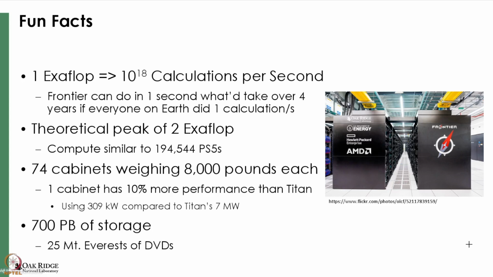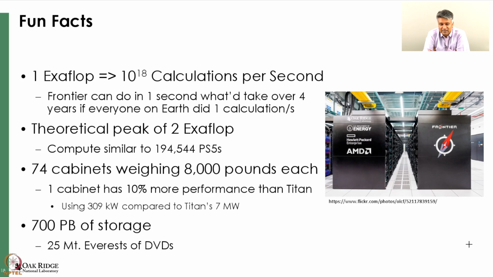A few facts about this machine. We know that one exaflop is 10 raised to 18 calculations per second. So Frontier can do in 1 second what would take about 4 years if everyone on Earth did one calculation per second. Let's say that you and I can do one addition or one subtraction per second. If every human being on the planet does this calculation, it would take us 4 years to do what Frontier can do in just 1 second.